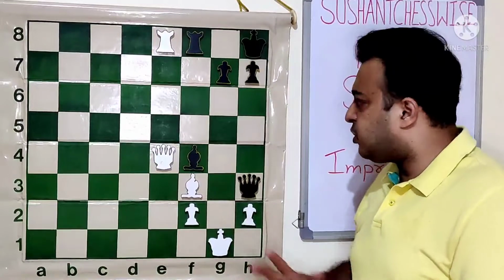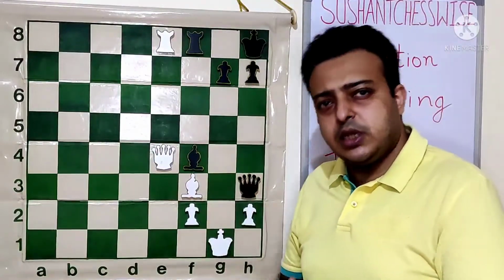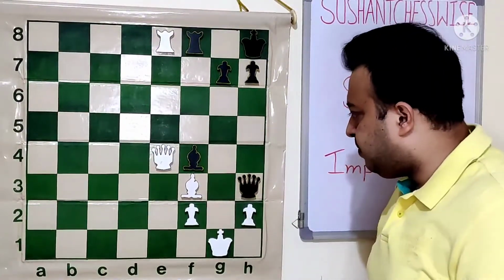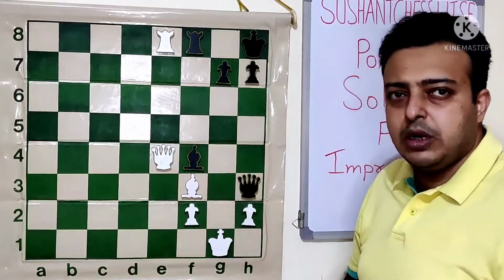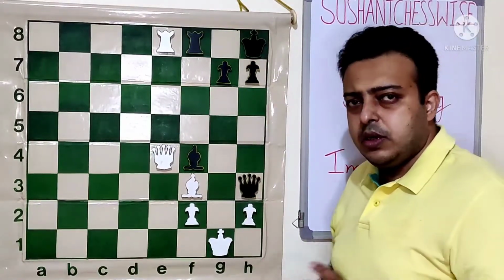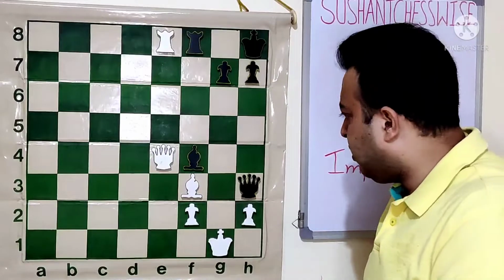So here we have the first position. Today's all positions are black to play. So this position is based on a mating pattern. So let's get started. Let's try to find the moves.